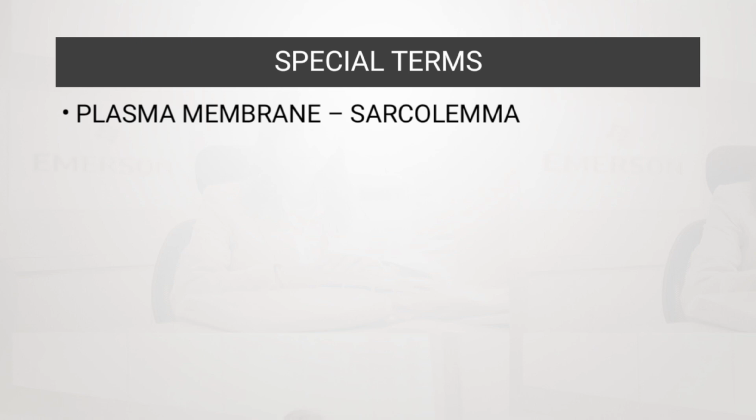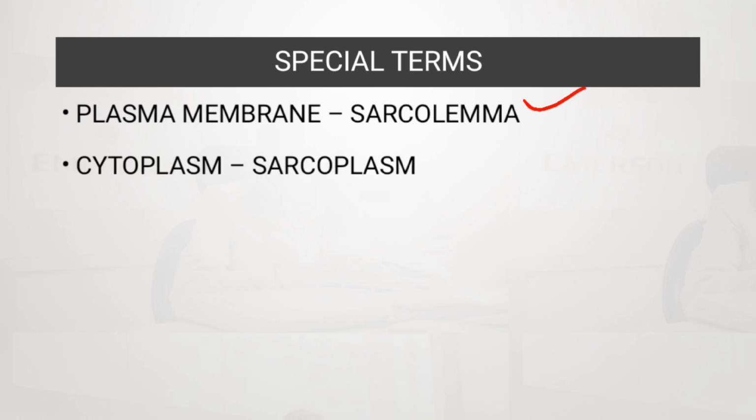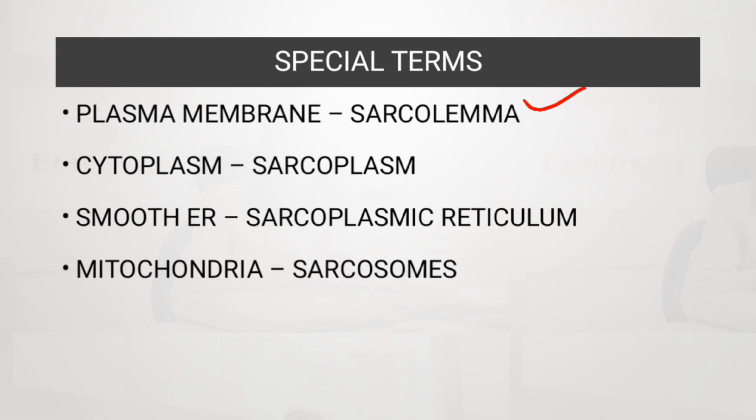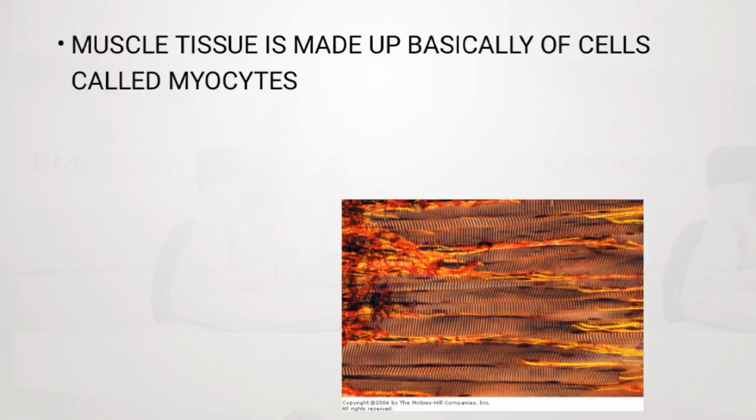Then for special terms that you have to know, we have the plasma membrane. The plasma membrane of muscles we call the sarcolemma. The cytoplasm of muscles we call the sarcoplasm. The smooth endoplasmic reticulum of muscles we call the sarcoplasmic reticulum. The mitochondria of muscles we call sarcosomes. Those are some of the things you have to know.